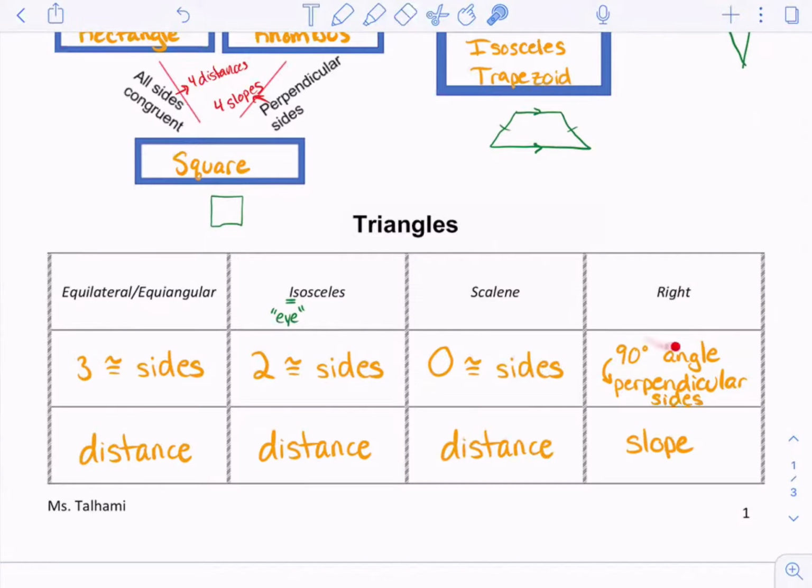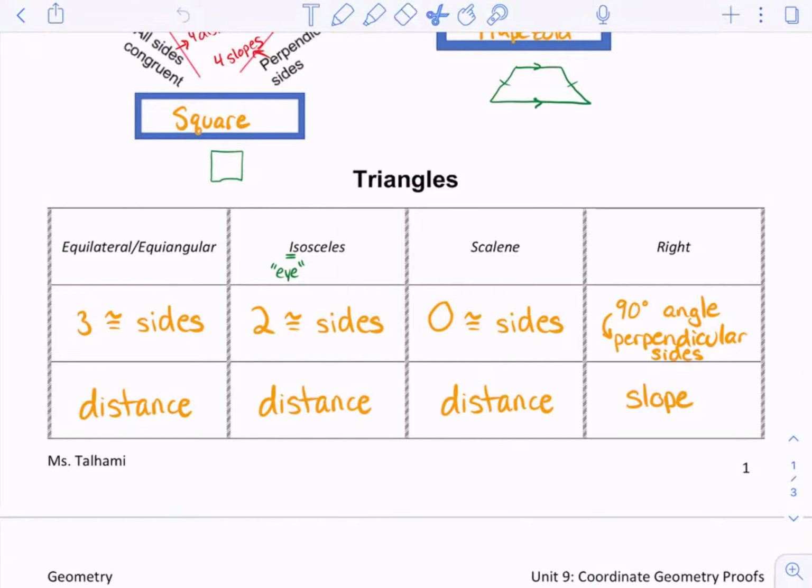And then if I say right, which means I need to have a right angle, I need to prove that I have a 90-degree angle. So I need to have perpendicular sides. Slope would help me prove that. If you need to pause here and take down some notes, this is really going to help you.